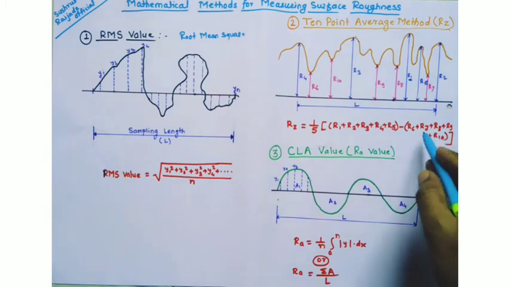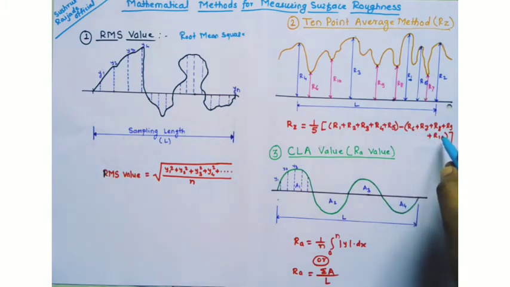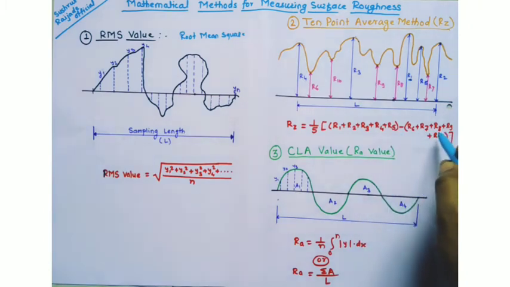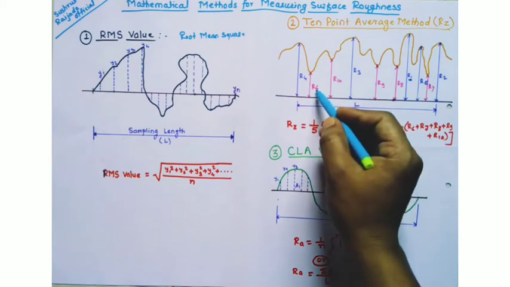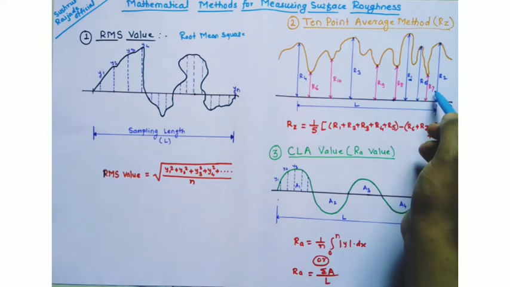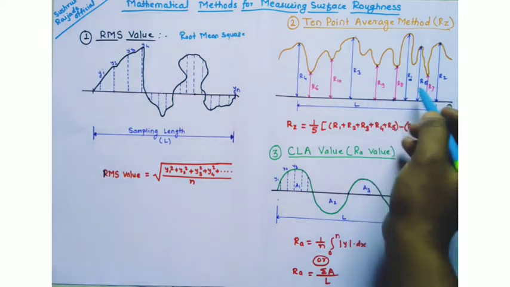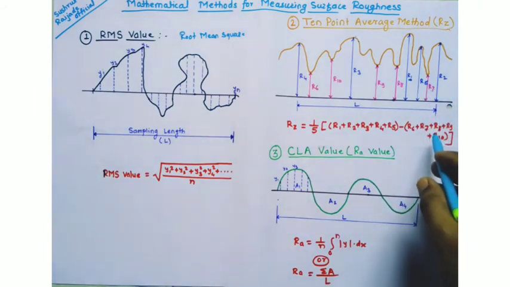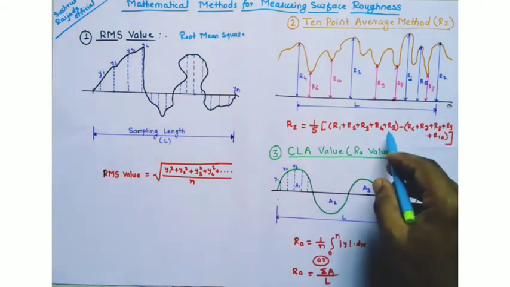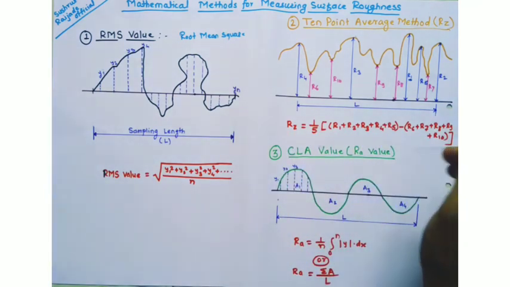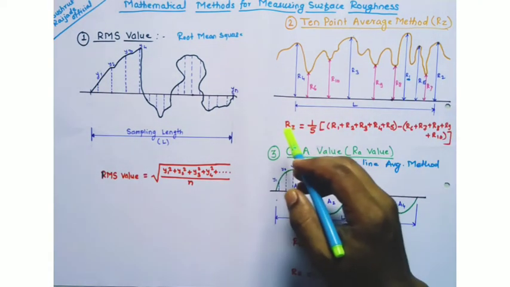Then R6 to R10, which are the deepest valleys, are subtracted from the highest 5 peak points. R6 is the deepest valley, R7 is the second deepest valley, R8, R9, R10, like this. The 5 deepest valleys are subtracted from the 5 peak values and the average is taken. This is the 10-point average method, which is denoted by Rz.